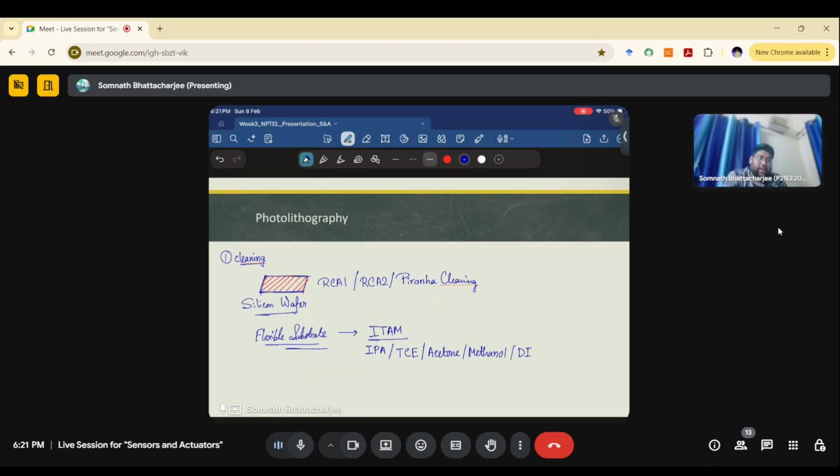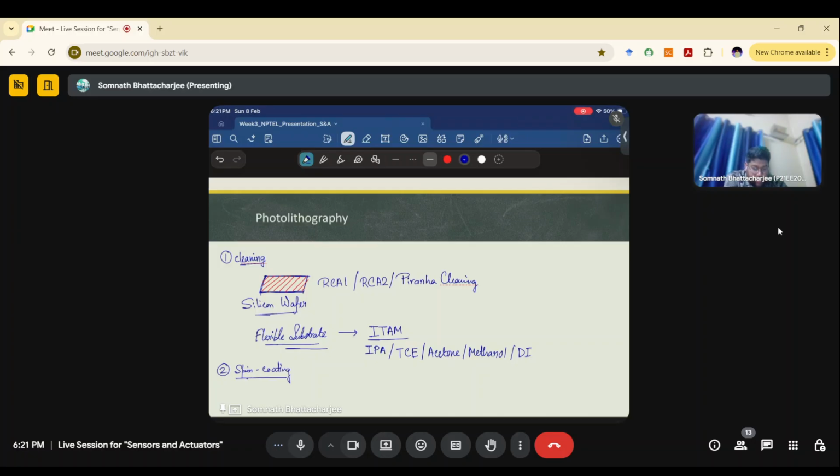So there are several different techniques for flexible and rigid substrates. The cleaning is mostly not exactly part of photolithography, but a cleaning step is necessary as well. After that, the step is known as the spin coating step.